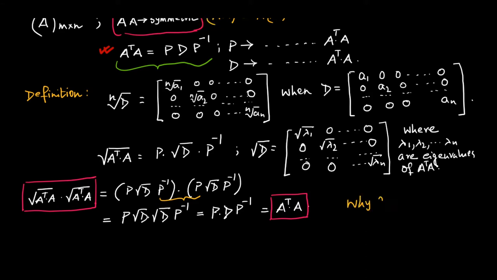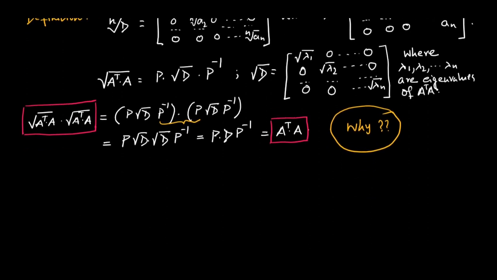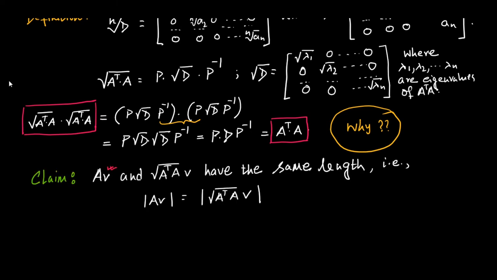Now you can ask me why I am suddenly talking about square root of A transpose A. At this point I'm making a claim. The claim is that suppose V is a vector which I'm considering as a column matrix. Then we know that when the matrix A is multiplied with this column matrix V, we get another vector, or this vector V gets transformed to another vector. Similarly, if we multiply the matrix square root of A transpose A on this vector V, we will get another vector. So the claim is these two vectors will have the same length.